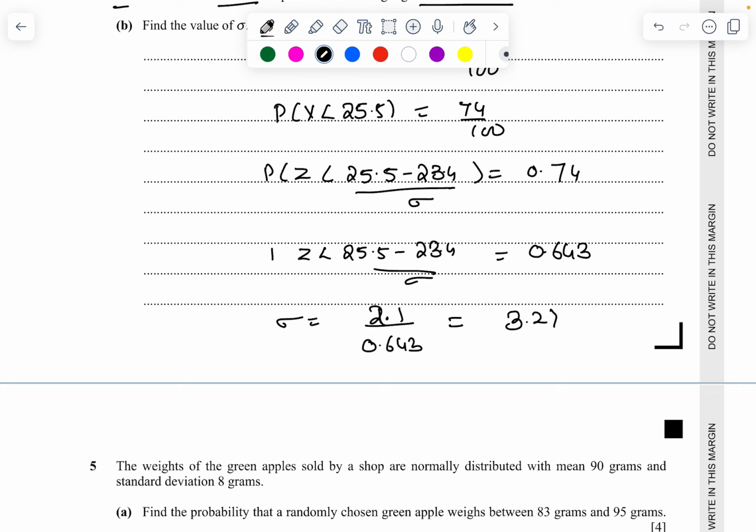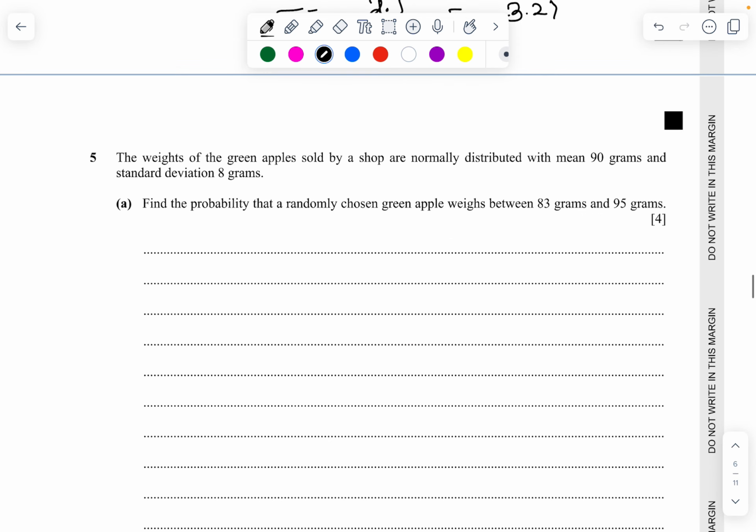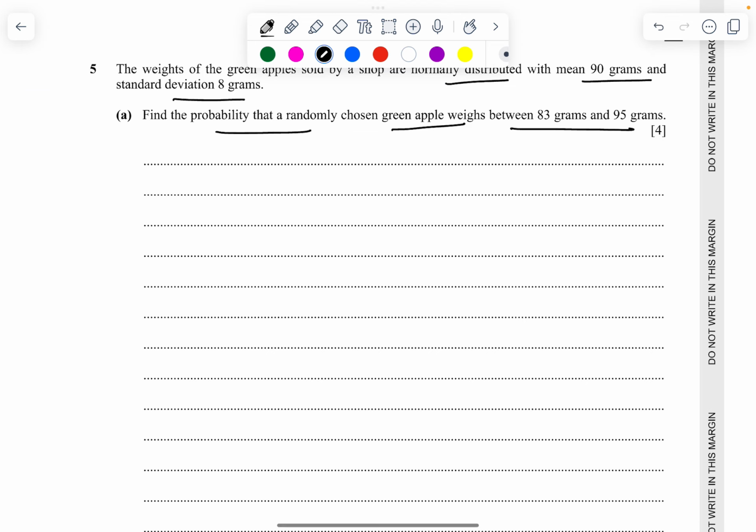In question number 5, the weights of green apples in a shop are normally distributed with mean 90 grams and standard deviation 8 grams. Find the probability that a randomly chosen green apple weighs between 83 and 95. So probability of x lies between 83 and 95: probability of x less than 95 minus probability of x less than 83.